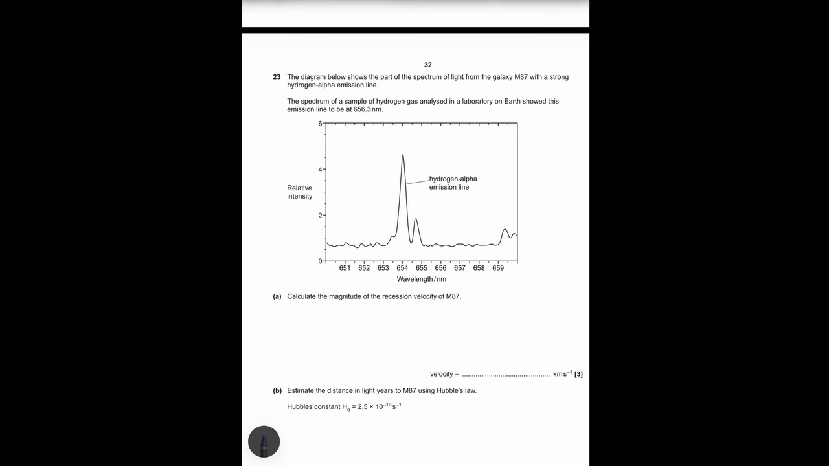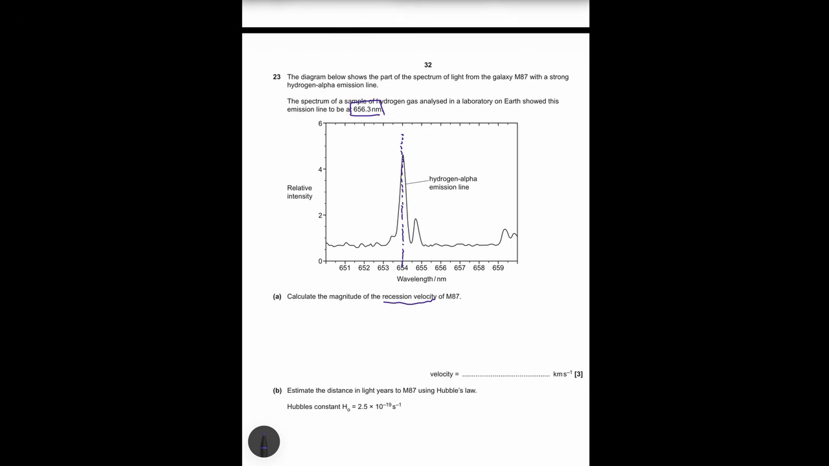The first thing, when it's saying recession velocity, that's making me think of redshift. It's giving me the fact that the spectrum of the hydrogen showed the emission line to be here. So what can I do with this now? Is there a reading I can take from the graph? Well, in the lab, it showed that it should have been this. What's it showing from the graph? It's showing that it's 654. So I've got that number over there.